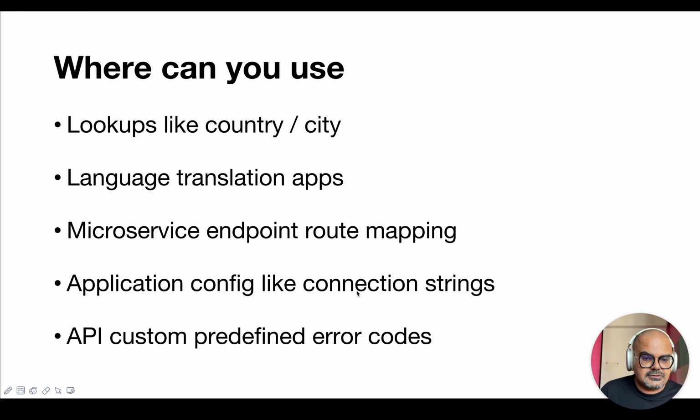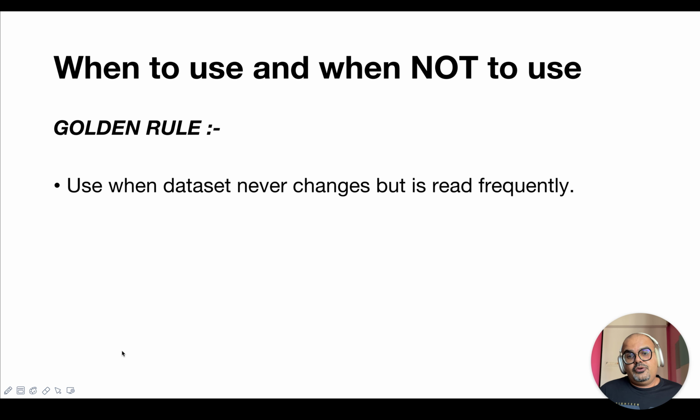It is fast. Again, if you have your API custom predefined error codes, if the error code is 5001, then show this text; if the error code is 5005, then show this text. If your API error codes are static and don't change every day, you can use Frozen Dictionary and it is really fast. So now the question is when to use this Frozen Dictionary and when not to use it.